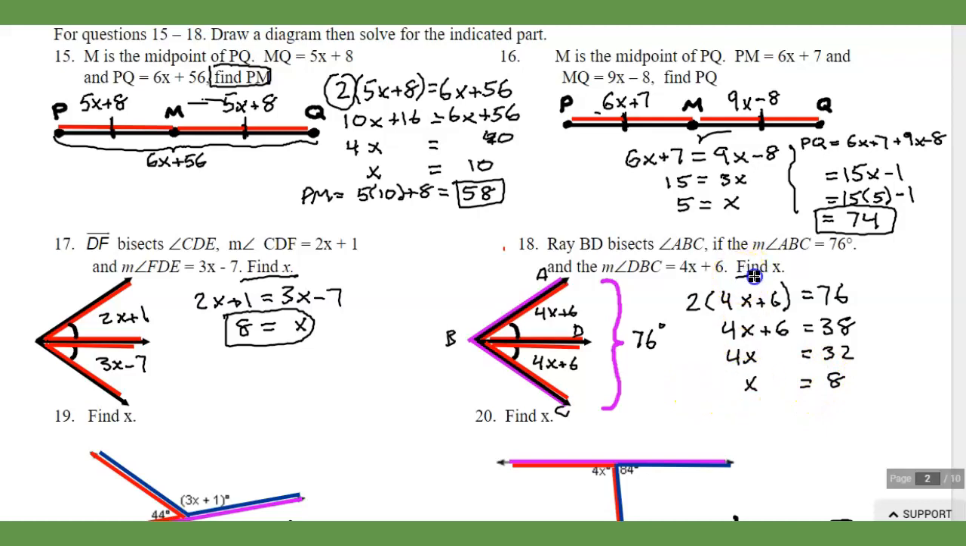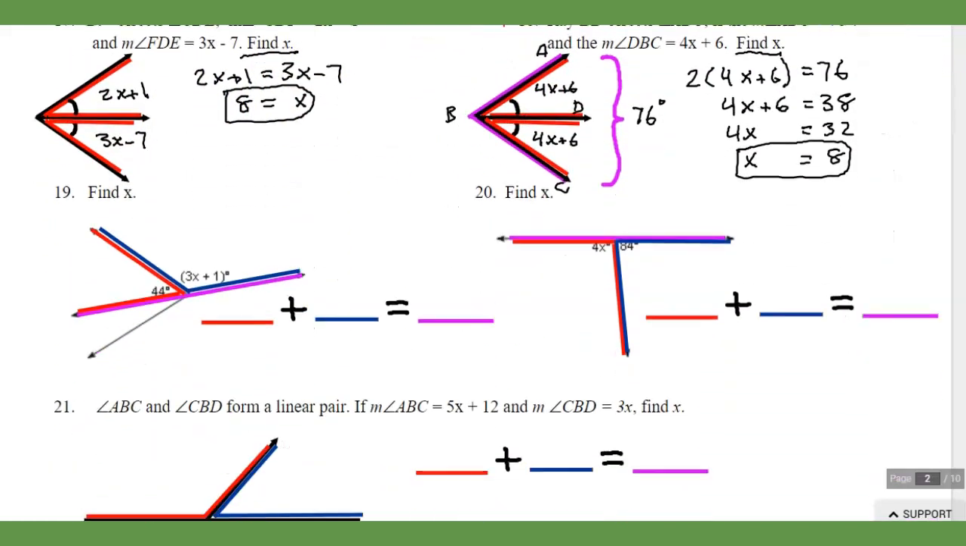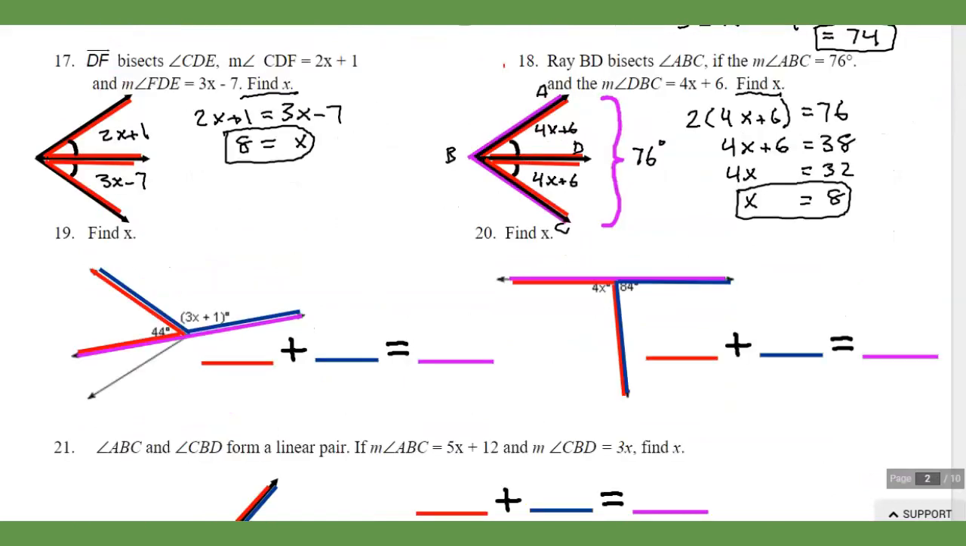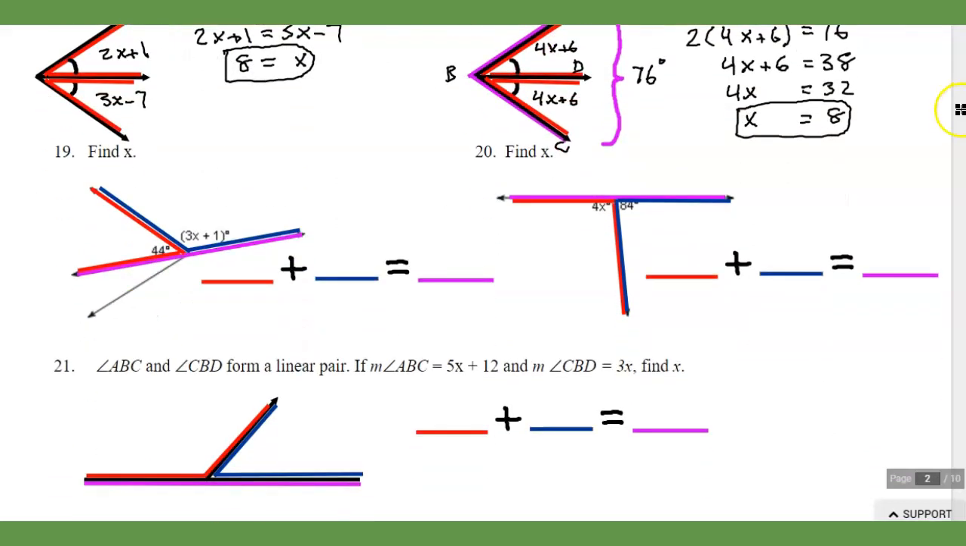All right, and that's our directions to find x. And we've done that, so we are finished. So these two are very similar in how we solved them, and these two are very similar. One with segments, one with angles. Okay, the last part of this Unit 1 review right here is these three problems.